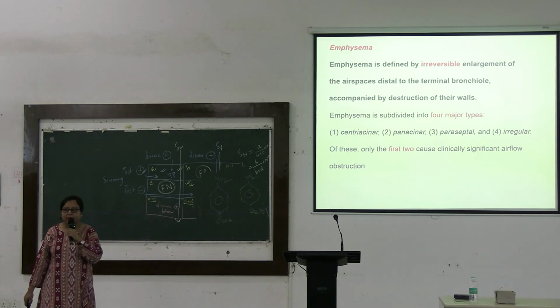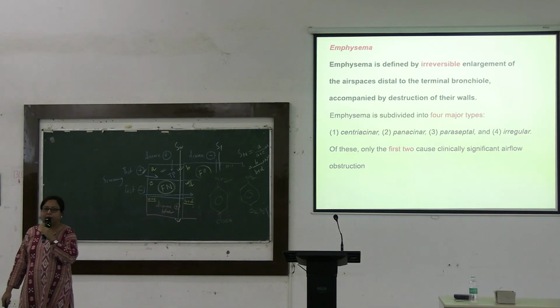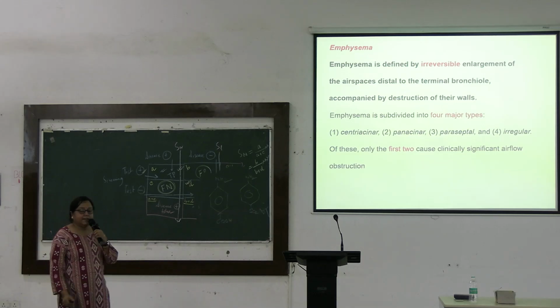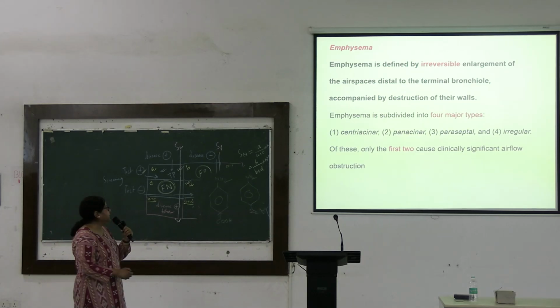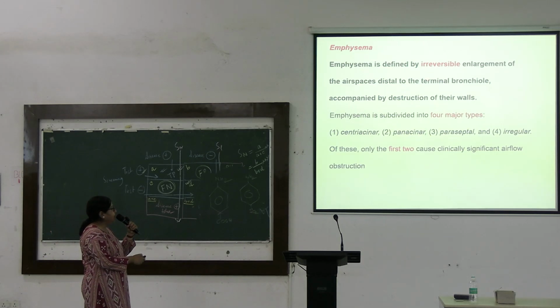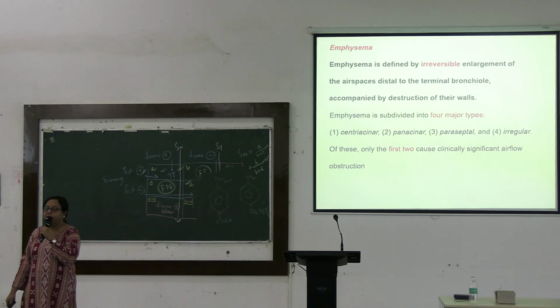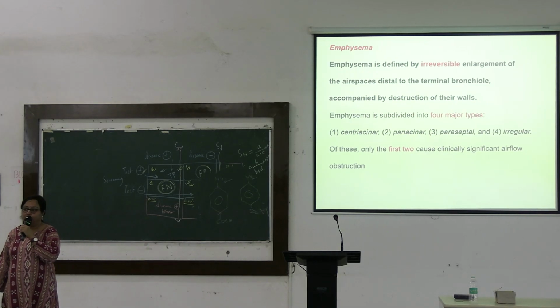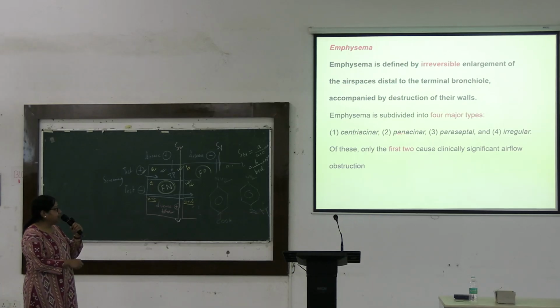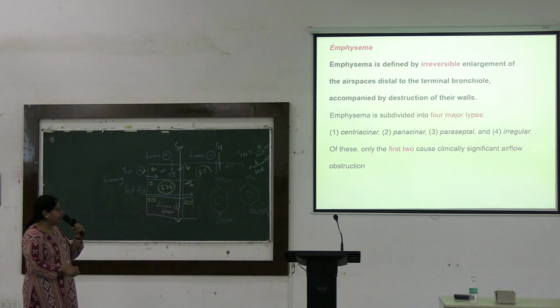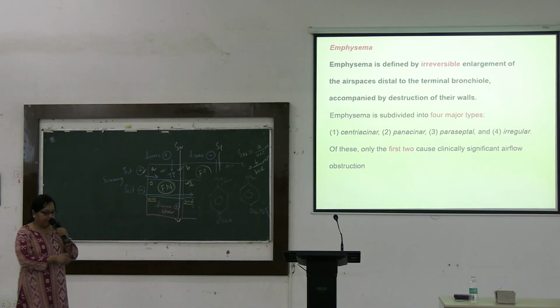So coming to emphysema. Emphysema is irreversible, and the air spaces are dilated distal to the terminal bronchiole. So this is of 4 major types: centriacinar, panacinar, paraseptal and irregular. The first 2, centriacinar and panacinar, are very important.